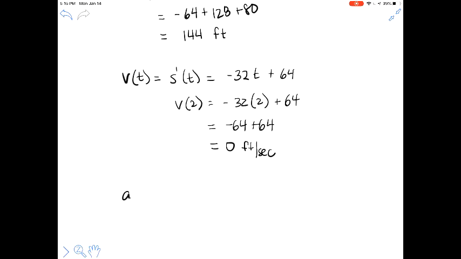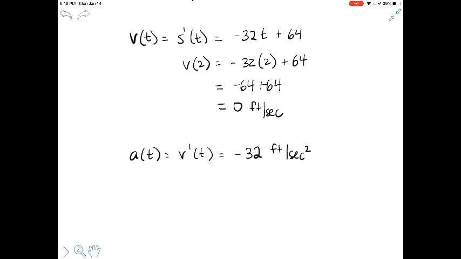Now lastly, we need acceleration. That's the derivative of velocity. So that's just going to be negative 32. There's no variable, so there's nothing to plug in here. The acceleration is just negative 32 feet per second squared, and that's just the effect of gravity on the surface of the Earth. So that's going to be the same regardless of the initial velocity, regardless of the initial height. The acceleration of a falling object is constant, and if it's in feet and seconds, it's negative 32 feet per second squared.